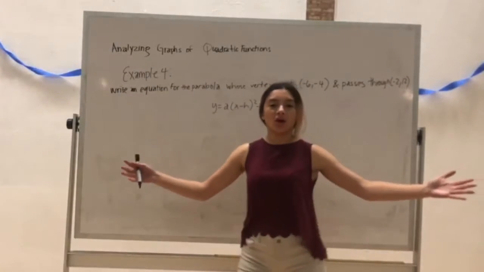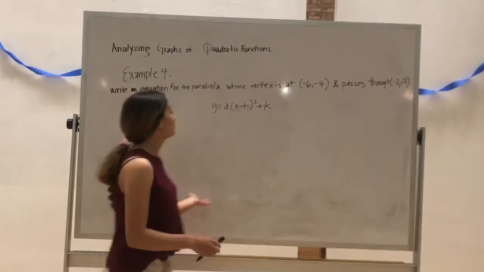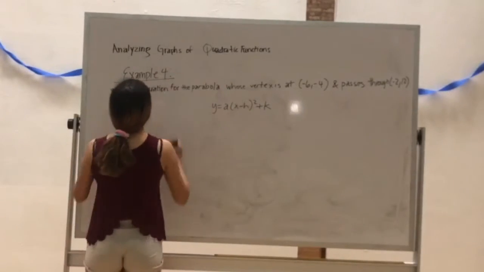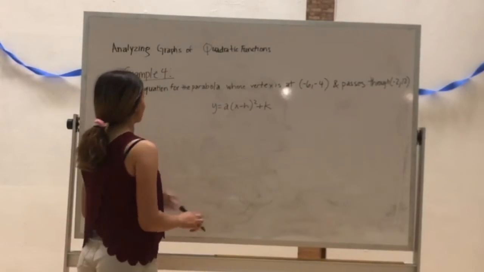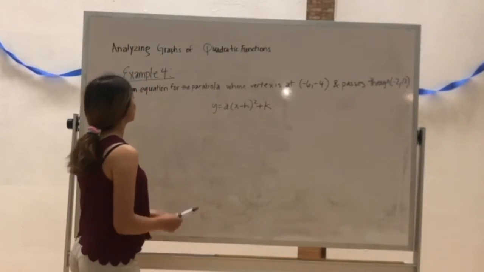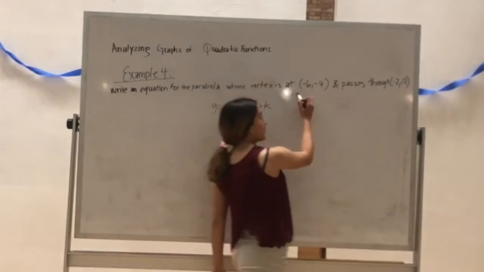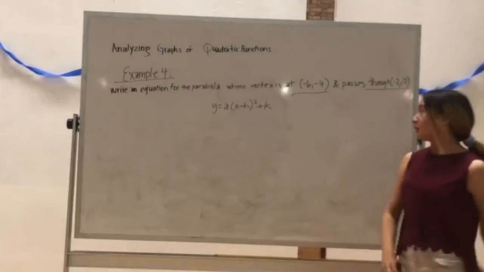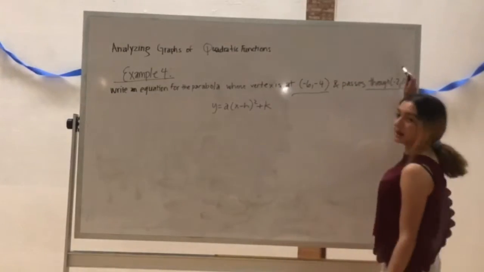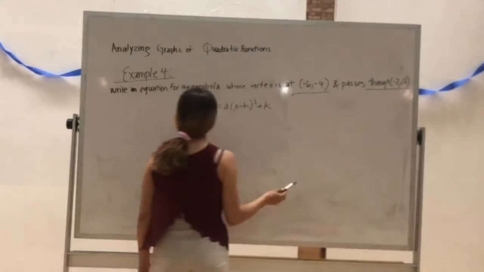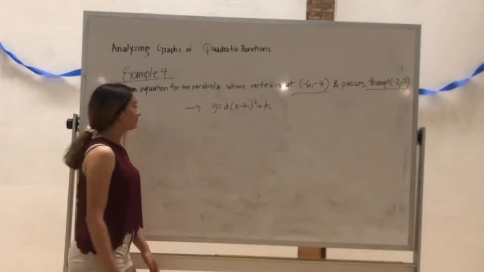The moment we have all been waiting for, the final example. Example 4 of analyzing graphs of quadratic functions. Our last step is to write equations with only points given to us. We have the vertex and we have a random point. We're going to plug it into the vertex form equation.